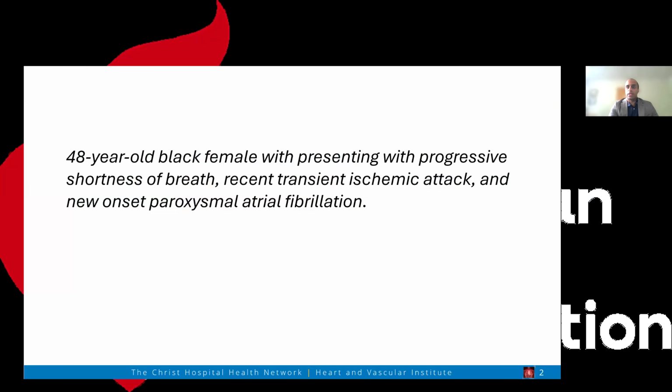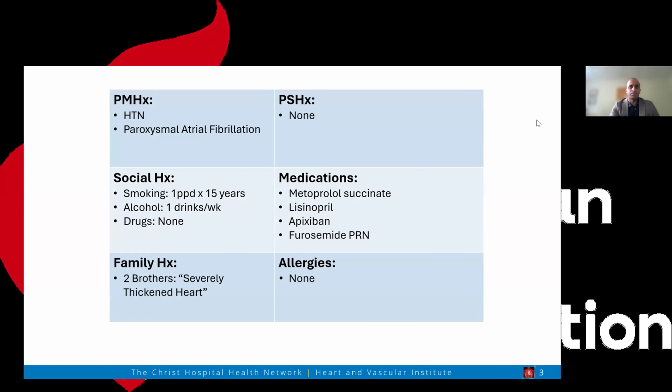So let's get started here. Our patient is a 48-year-old Black female. She's got a past medical history of progressive shortness of breath, as well as a recent TIA and new onset paroxysmal atrial fibrillation. This is back in 2016 when she was initially presenting to our regional hospital about 100 miles north of us in the Cincinnati region.